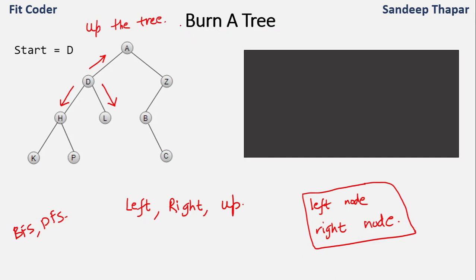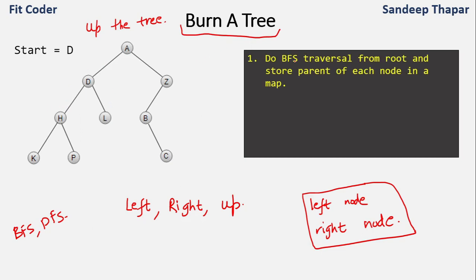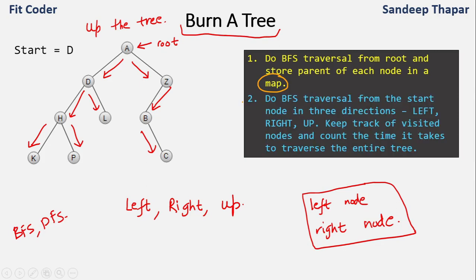So the algorithm for burn a tree is divided into 2 parts. In the first part, we do a BFS traversal from root and store parent of each node in a map. So we start the traversal from root and we traverse the entire tree. So when we are doing the traversal, we'll store the parent of each of the nodes in a map. So now we have left pointer of each node, right pointer and the up pointer which we can fetch from the map. So once we have obtained this information, now in the second step, we'll again do the BFS traversal in 3 directions starting from the start node.